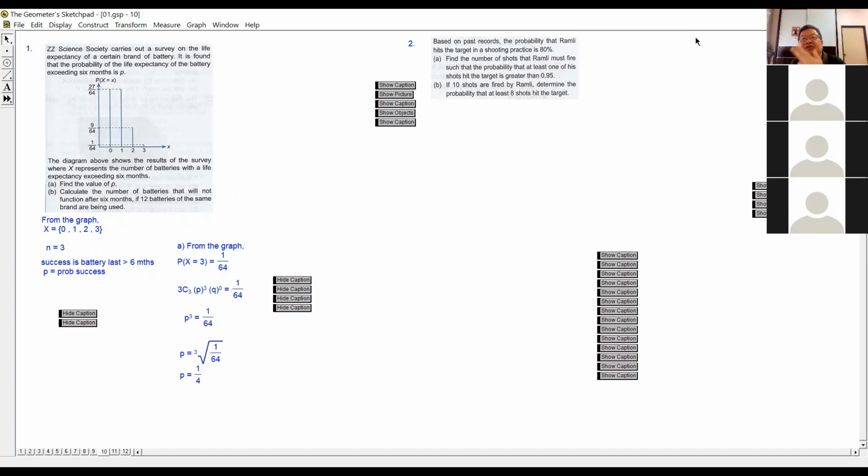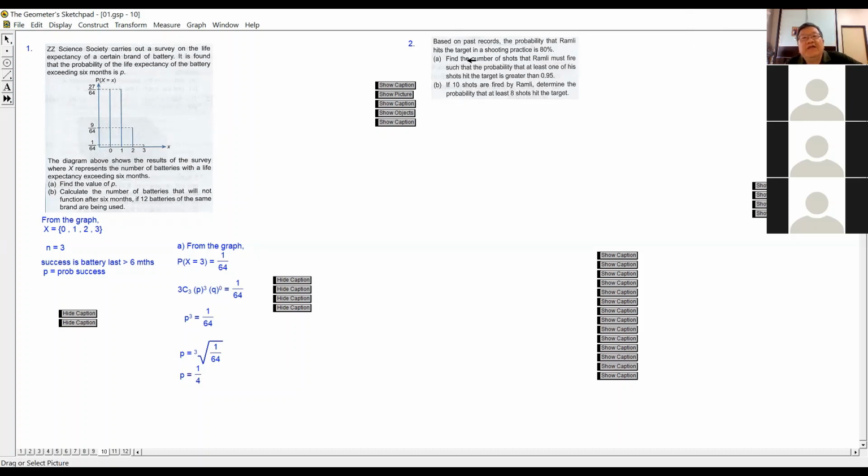How many times must Ramlee shoot in order that at least one of them will hit the target? Do you understand the question or not? Okay, so this is the most difficult question in this binomial distribution. You are not asked the value of p and q. The value of p and q is given to you, but the number of shots is not given. How many times must he shoot? Okay, so that is the question.